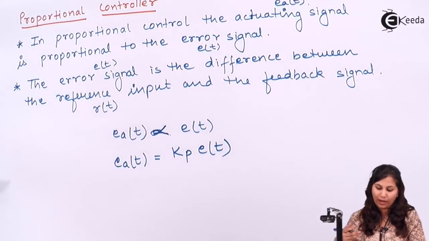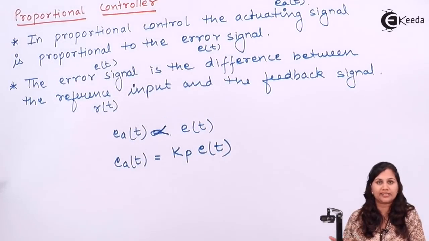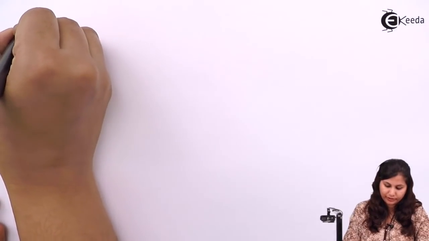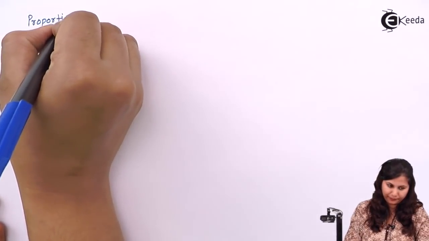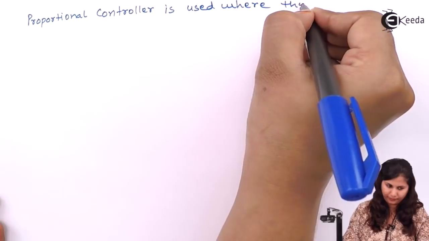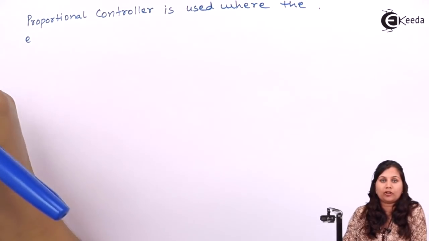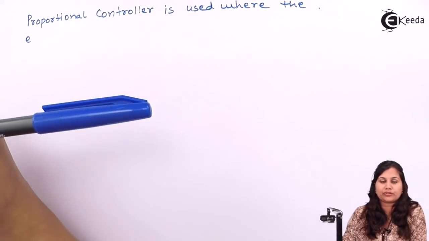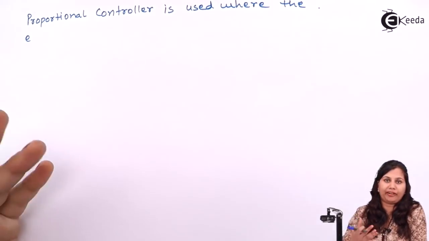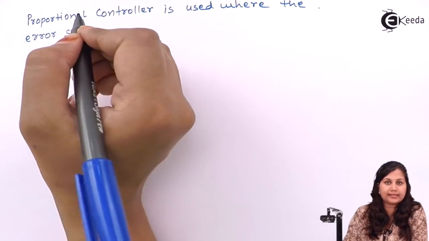Now what are the conditions where we can use the proportional controller? What are its advantages and disadvantages? Let us see. The proportional controller is used where the error signal is weak and it needs some amplification, because if the error signal is low, the controller is not going to detect it. So this controller is just amplifying the error signal, and it is used where the error signal is weak and needs amplification.